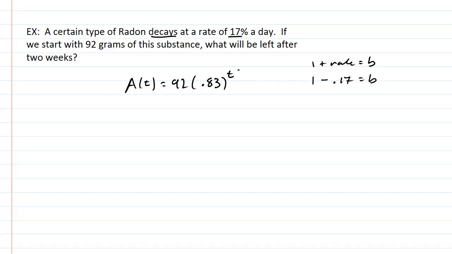Now, if we plug in any t, that's going to be the number of days, and should give us an estimate of how much should be left over. So, after 2 weeks, that's the same as asking 14 days. Alright, and we plug this into our calculator. We should get around 6.77, so around 6.8 grams.